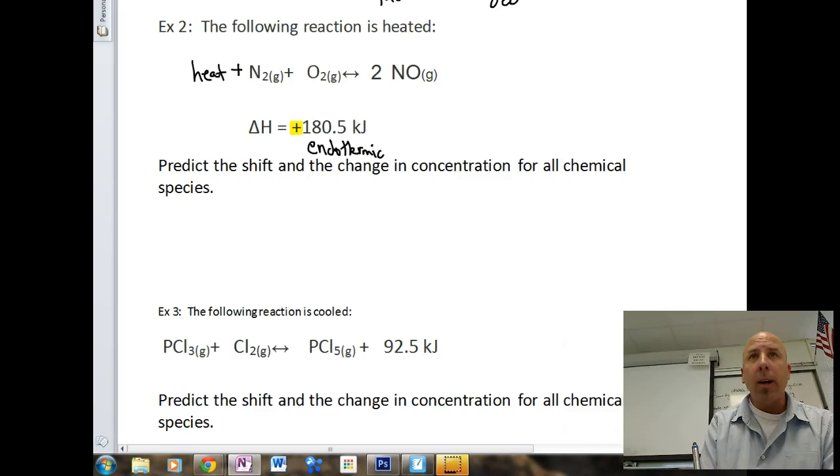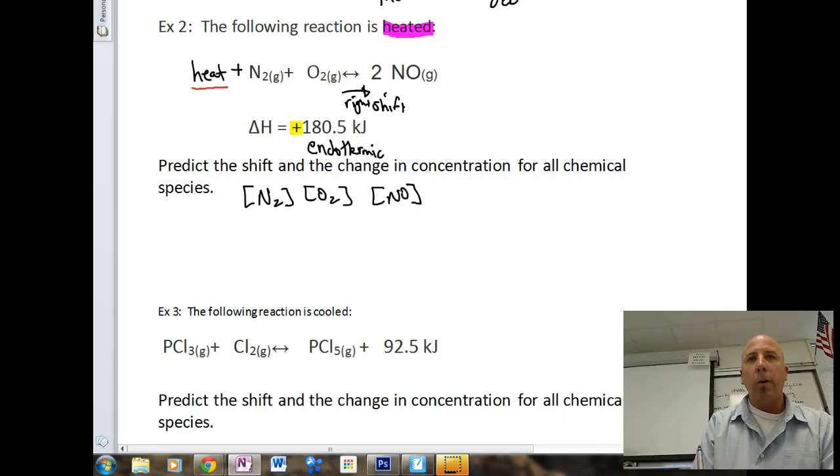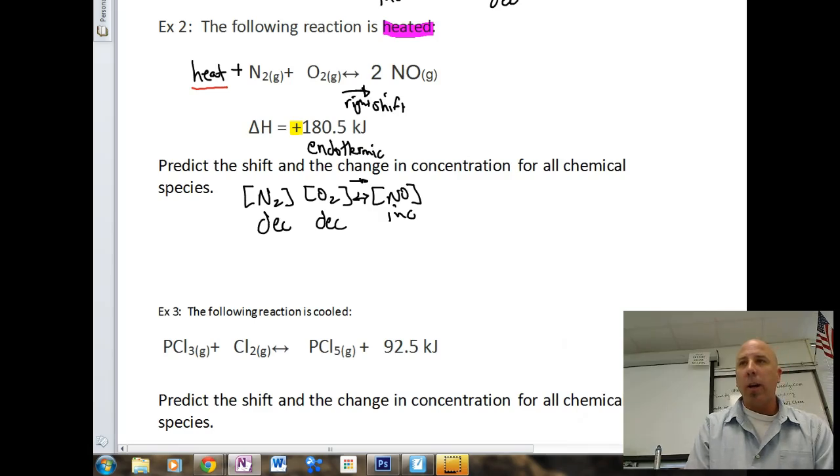Now, again, this reaction is going to be heated. And so we're going to treat heat over here on the reactant side just like it's another reactant. So this is going to cause this reaction to shift to the right. And once we shift to the right, then we can predict all of our concentrations: the N2, the O2, and the NO. Remember, this was a right shift. And so this is going to increase the NO. It's going to decrease the oxygen. It's going to decrease the N2.